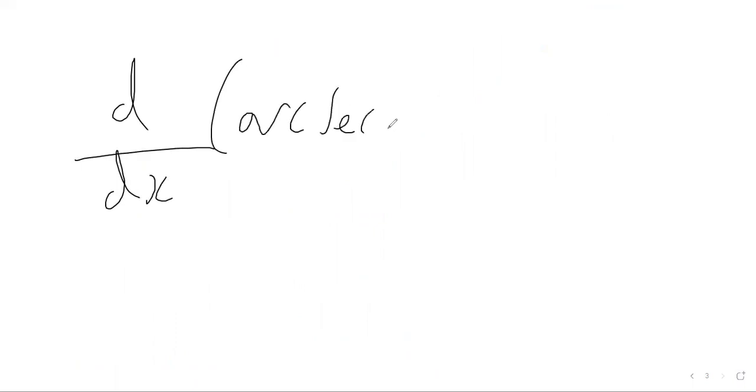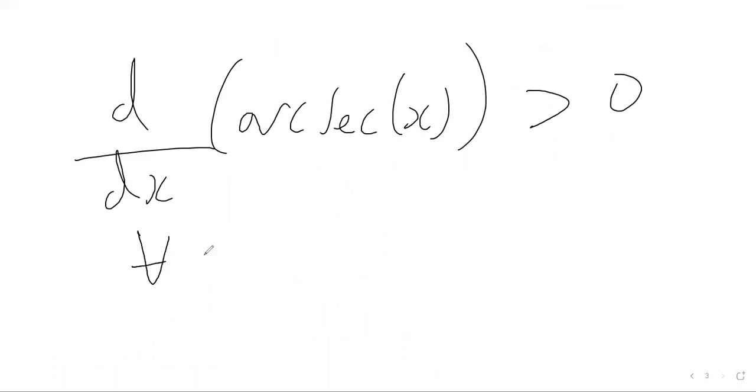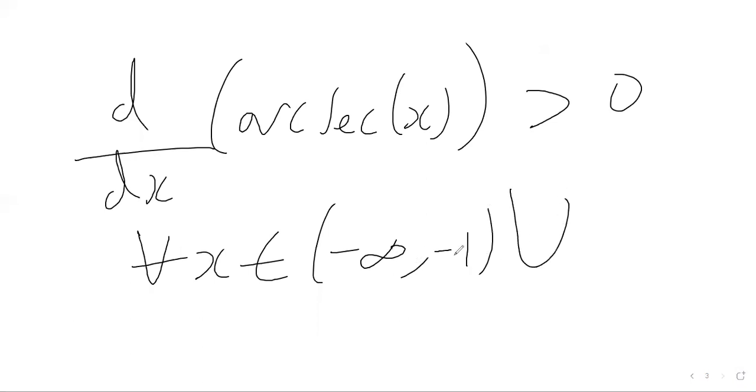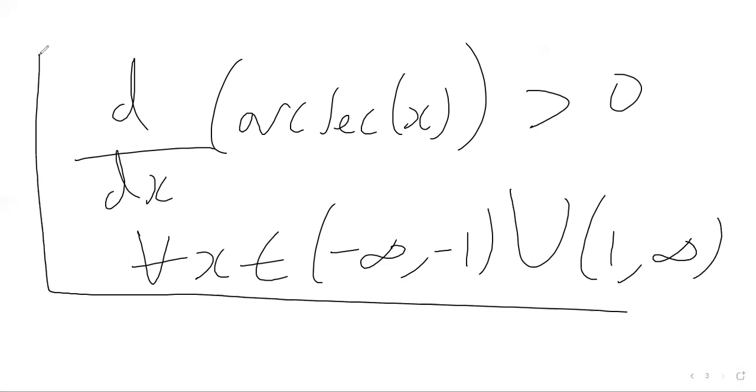Let's just make a big point of this. d by dx of arcsec of x is greater than 0 for every value of x in the domain. And this is our domain here, from minus infinity to minus 1, and from 1 up to infinity. So that's the key thing we need to bear in mind. Now we can just do the algebra.